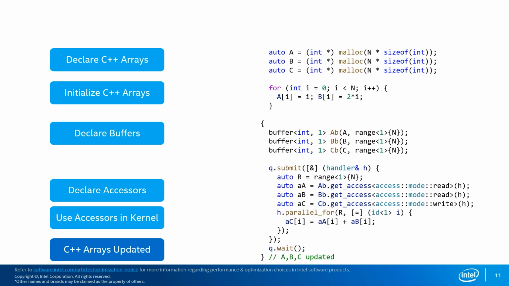Finally, we wait for the kernel to complete. After it is finished, our buffers exit scope and bring the output back to the host, updating our original C array.